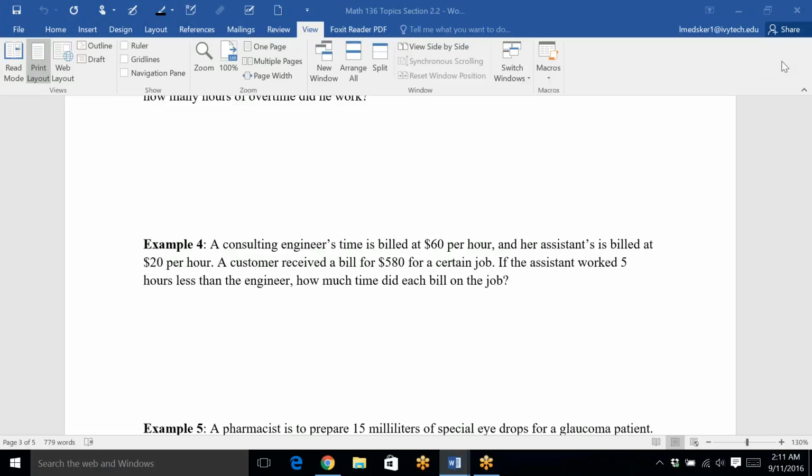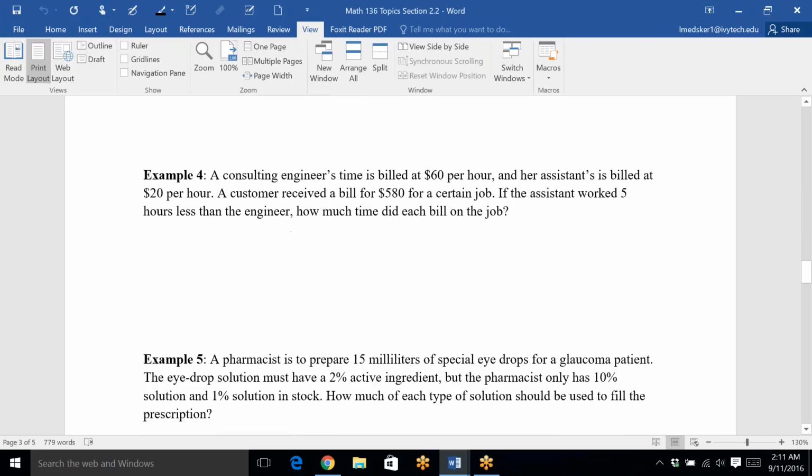Okay, this is the rest of the notes from 2.2. We had a couple word problems that we didn't get to in class. Going to go over them now on this video. The first one is example 4. So this is section 2.2.